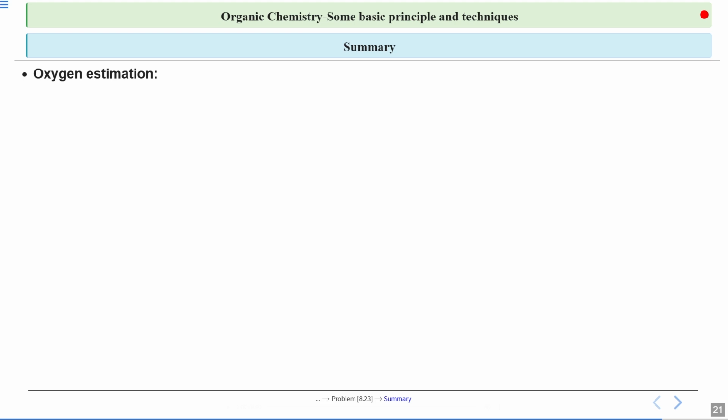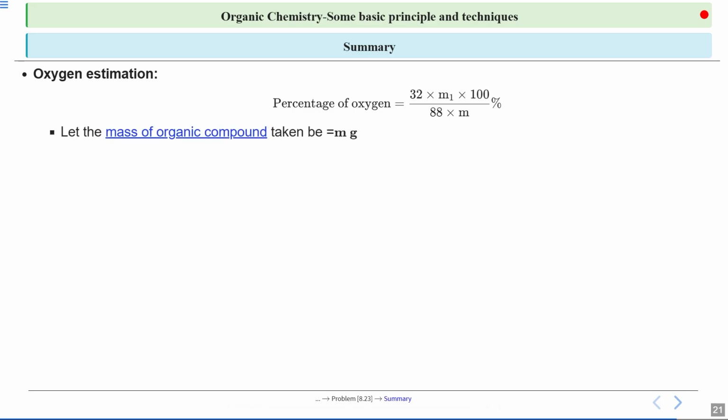Next, we have oxygen estimation. Now we see the formula for calculating the percentage of oxygen in an organic compound. The formula involves multiplying 32 by the mass of carbon dioxide produced, then dividing by 88 times the mass of the organic compound, and finally multiplying it by 100 to get the percentage. This formula is crucial for accurately determining the oxygen content. Here we have m grams, which is the mass of the organic compound. Then we have m1 gram, which is the mass of carbon dioxide produced.